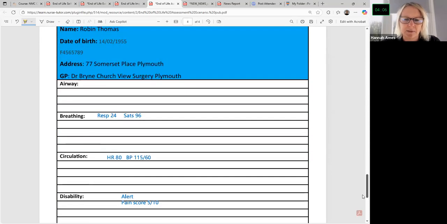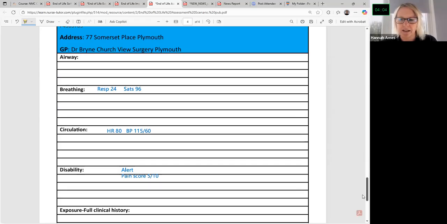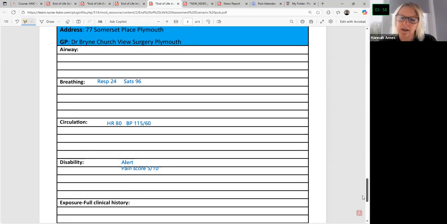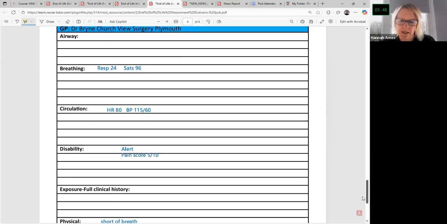On my initial assessment, Robin had increased shortness of breath with a respiratory rate of 24, sats 96%. Her heart rate was 80 and her blood pressure was 115/60. She was warm and well perfused. She was alert, but she had abdominal pain, scoring a pain score of 5 due to her constipation.